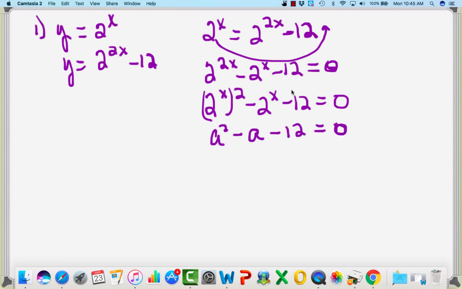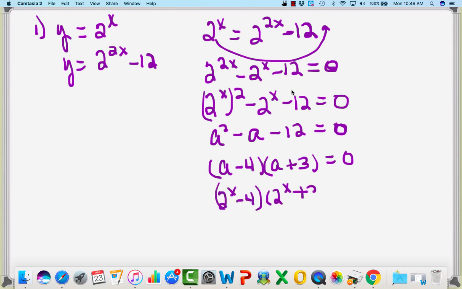So then what I can do there is just factor this as two binomials. What multiplies to give me negative 12 and adds to give me negative 1? Well, that would be a minus 4 and a plus 3. But then remember, this really wasn't an a problem, it was a 2 to the x. So really I have 2 to the x minus 4 times 2 to the x plus 3. Now I set each of those equal to 0. 2 to the x minus 4 equals 0, and 2 to the x plus 3 equals 0.